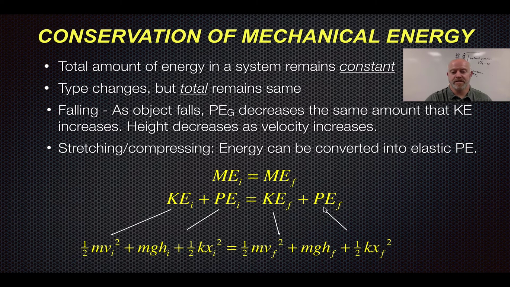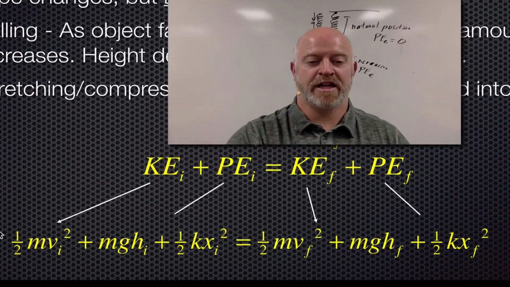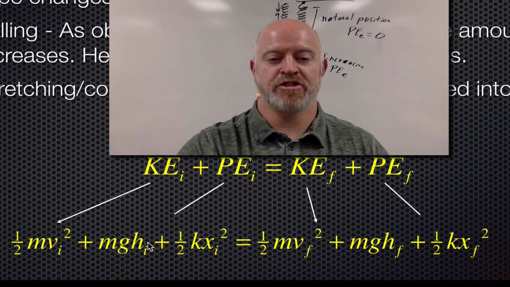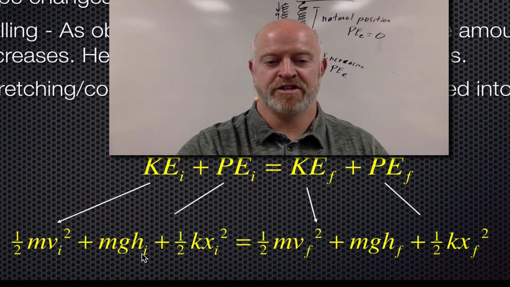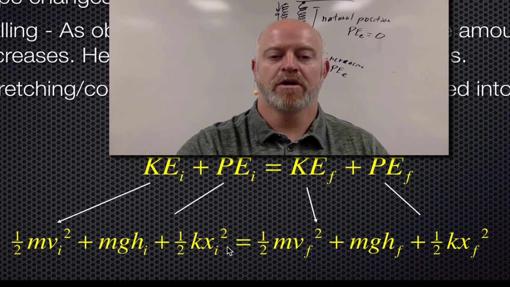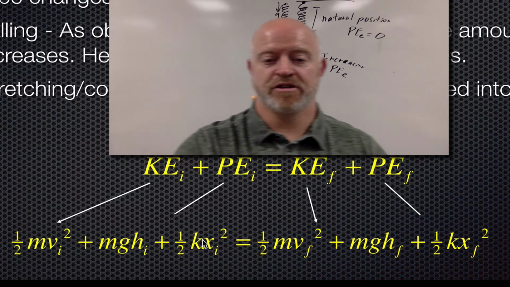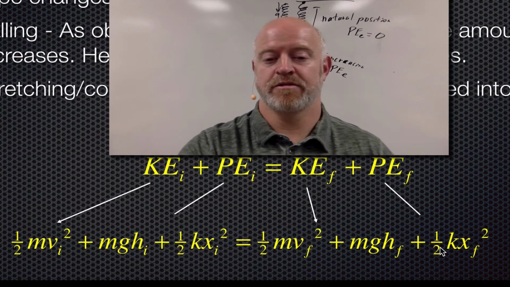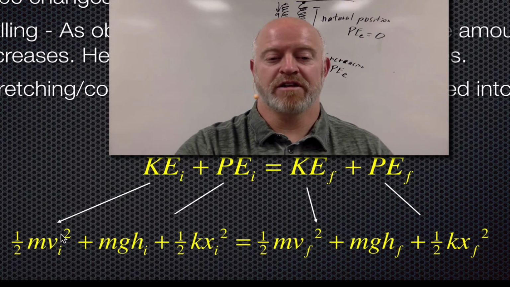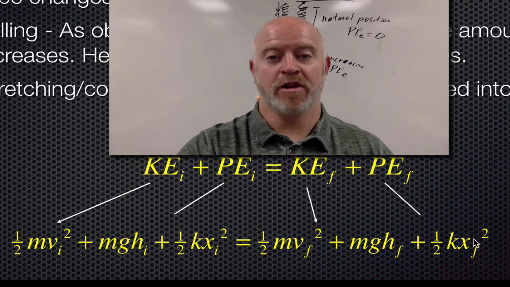Which means, and here's where it gets really fun, breaking it down across the board, that your kinetic energy initial plus your gravitational potential energy initial plus your compression or potential energy of elasticity initial has to equal all your finals. Okay, so if you take a look, the equation gets really long really fast.